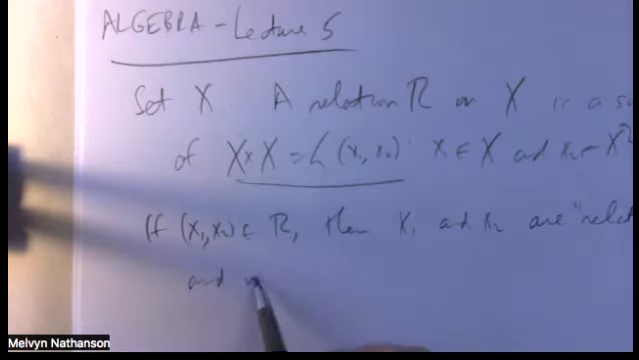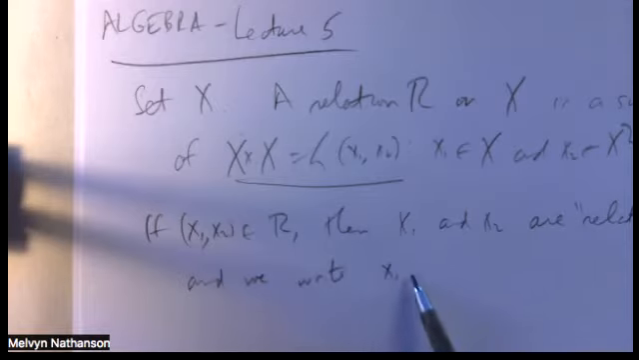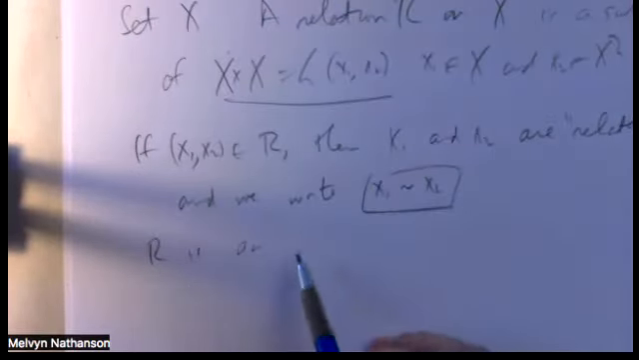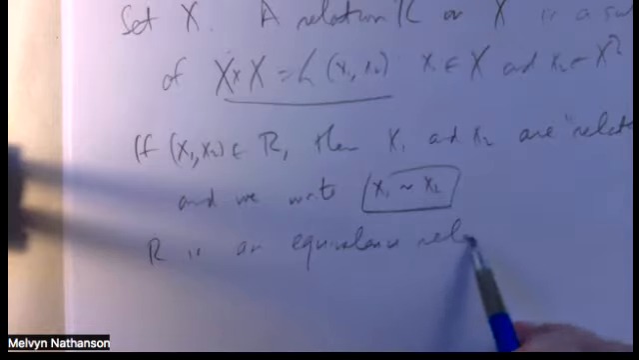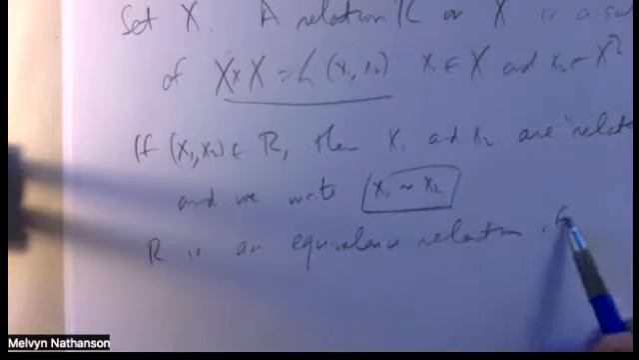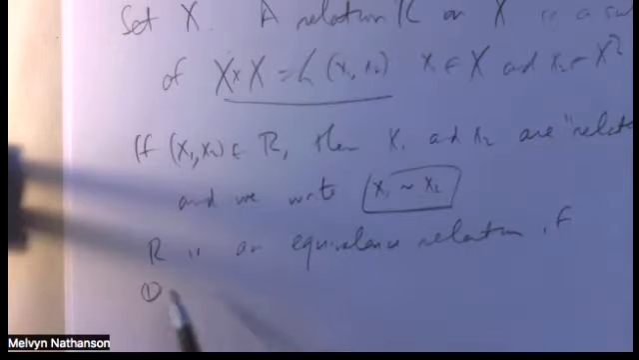and we write x1 ~ x2. In specifics, there's different notation. This is the general notation. That just means x1 is related to x2. And R is what is called an equivalence relation if it has the following three properties.